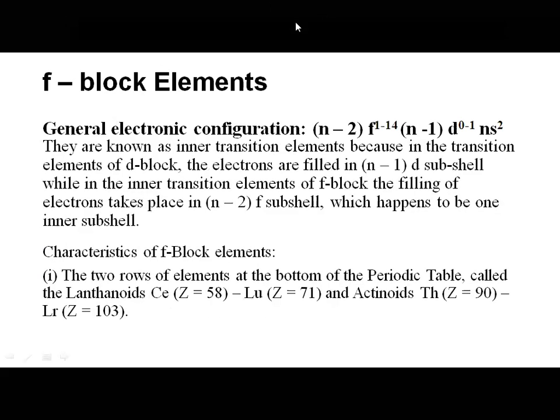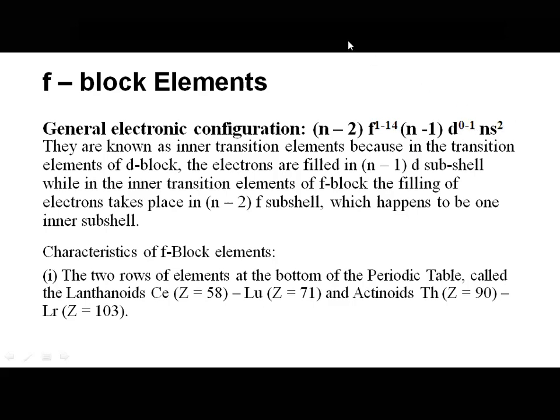Looking at F block elements, which are placed at the bottom. The electronic configuration is here ns2. So if it is 6s, this will be n minus 1, 5. If it is 7s, let us take, this will be n minus 1, 6, and this will be n minus 2, 5. Understanding? So n minus 2 f 1 to 14, electrons vary from 1 to 14. n minus 1 d 0 to 1 and ns is always 2.